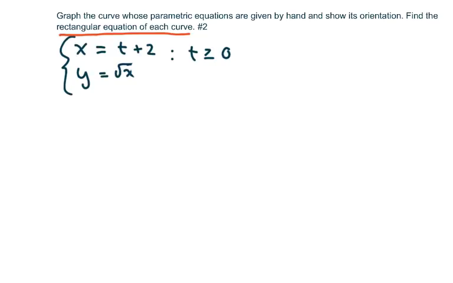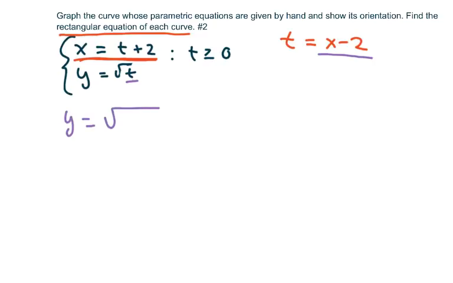So basically what I want to do is solve for t here. So I'm going to rewrite this as t equals... this should have been, sorry, I wrote this down wrong. This should be t. Alright, so going back to here, t equals x minus 2. And now I'm going to substitute this into my t. So I get y equals square root. When I substitute, I get x minus 2.